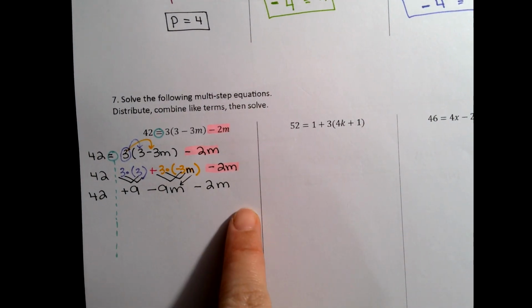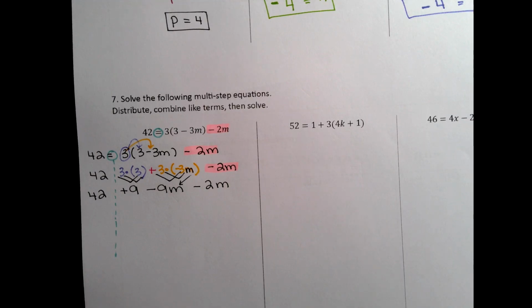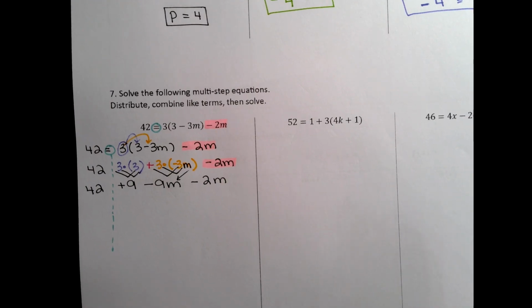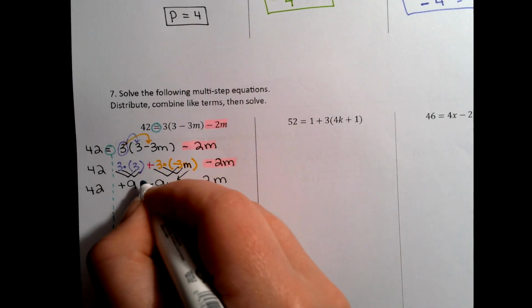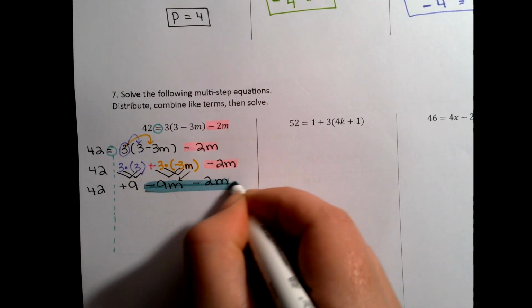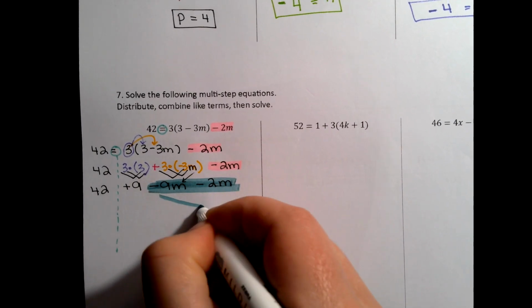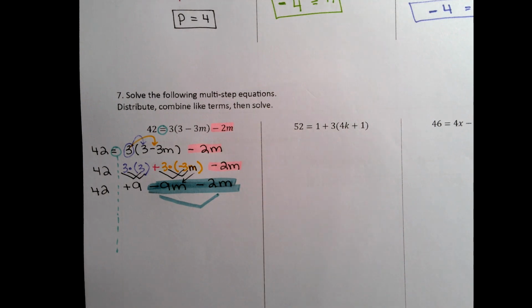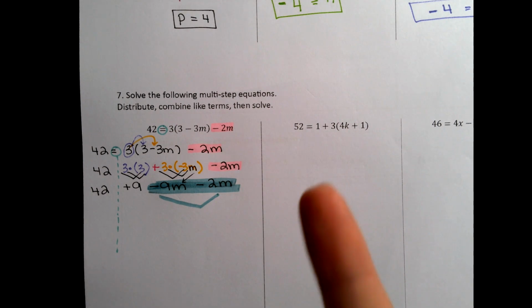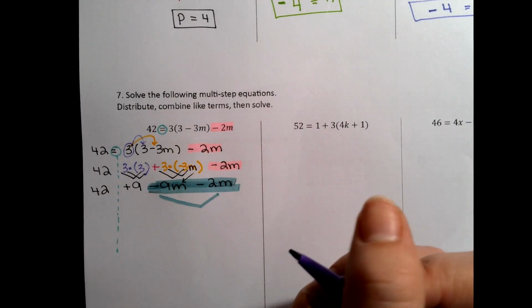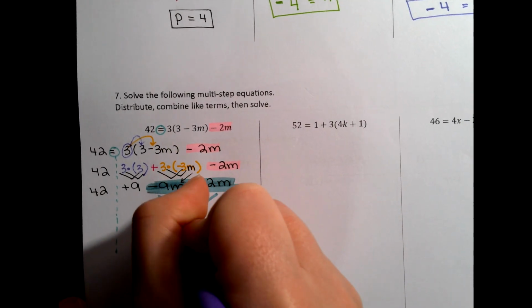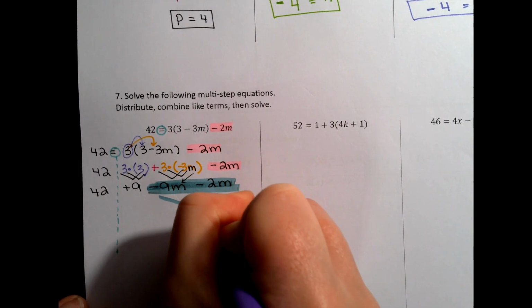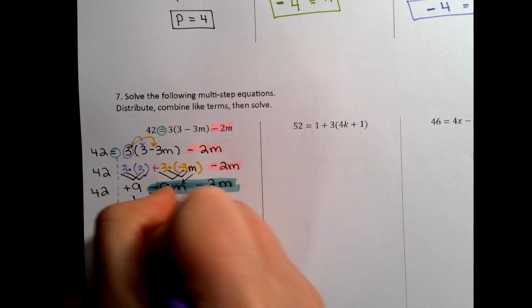In this step here, we need to combine like terms. So we're looking for terms that either have the same letter or terms that don't have any letters at all. So I'm noticing that I have a negative 9m and negative 2m. These are like terms, so we need to use counters. Negative 9, negative 10, negative 11m. I have negative 9 and 2 more negatives. So negative 11m is what I have. Make sure you don't forget this positive 9.